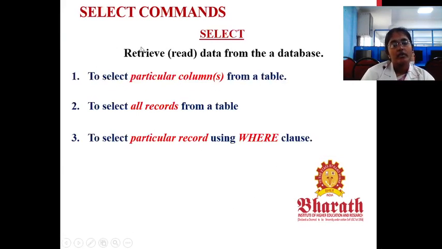Then the next command for the DML is select. The select command is used to retrieve any particular data from the database. Retrieve means we have to fetch. So reading data from the database is done through the select command. It also helps to select a particular column from a table, or many columns. Even to select all records from the table, if we put select star, the entire table will be selected. To select a particular record, use the where clause.